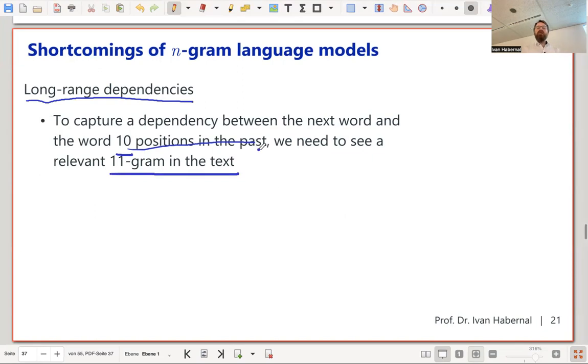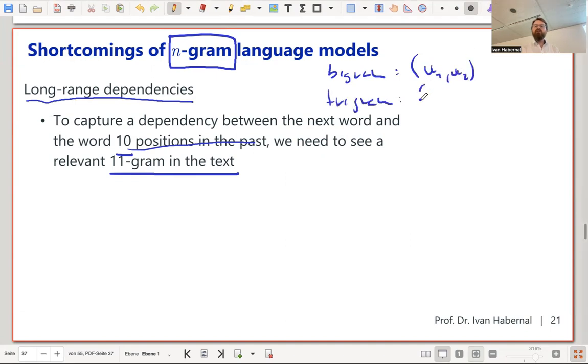Okay, this is also why it is called n-gram language models. Because we are counting n-grams, right? We are counting bigrams. A bigram is 2 words. A trigram is 3 words, and so on. Okay, so it's an n-gram language model.